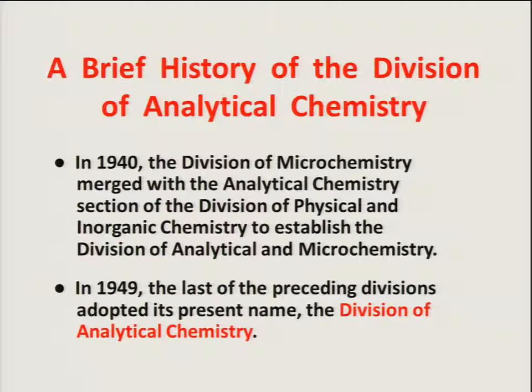In 1940, we learned that the Division of Microchemistry merged with the analytical section of the Division of Physical and Inorganic Chemistry to establish a separate division of Analytical and Microchemistry. And finally, officially in 1949, the last of these preceding divisions adopted its present name, the Division of Analytical Chemistry.